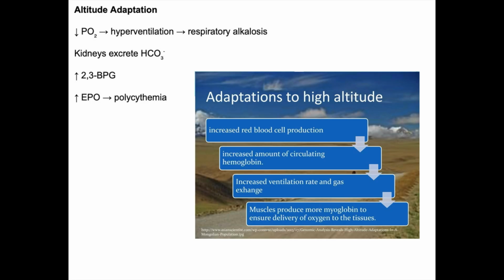So the acclimation to high altitude occurs in phases. The immediate effect is going to be hyperventilation. The intermediate effect will be renal compensation, a little bit more long term. And then the long term will be the hematologic adaptation. So that's going to be your erythropoietin production.